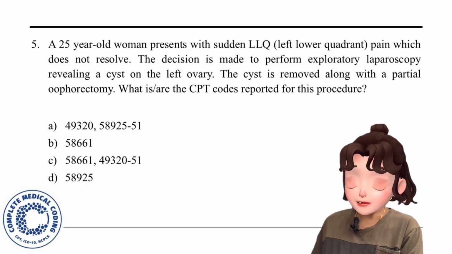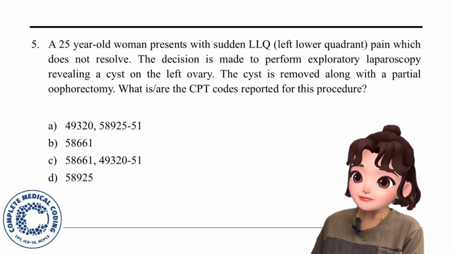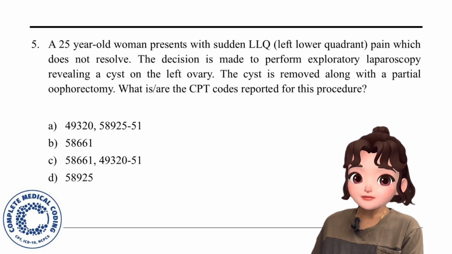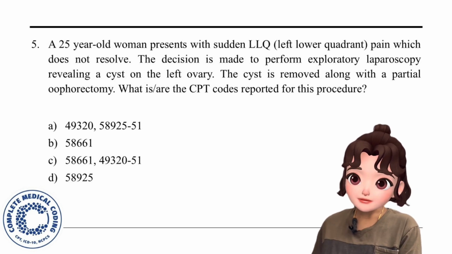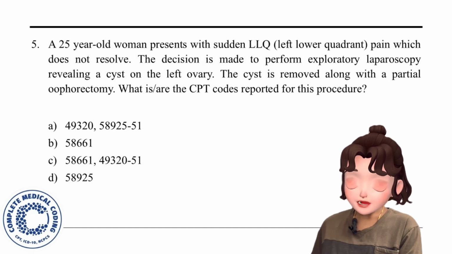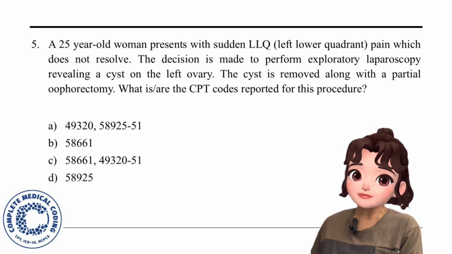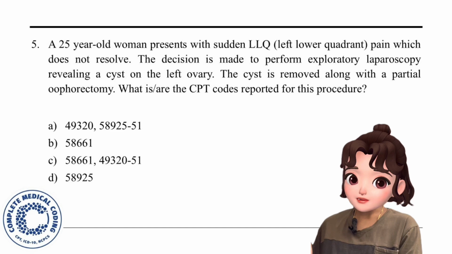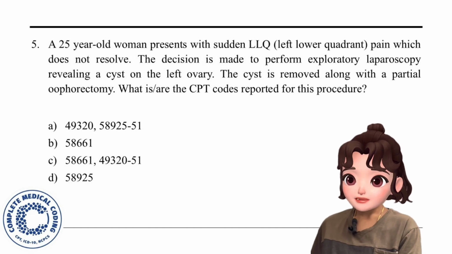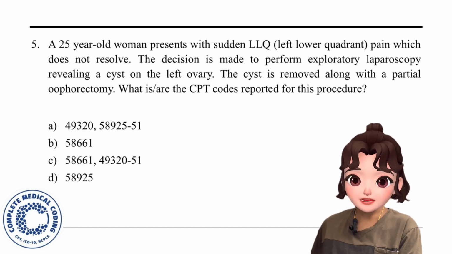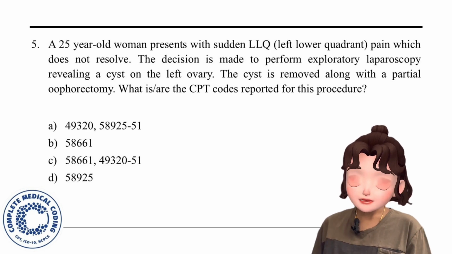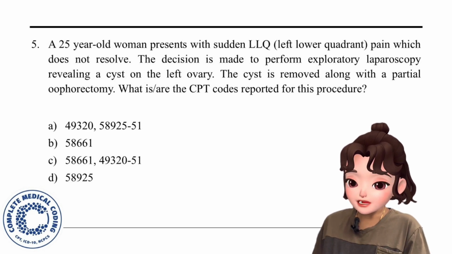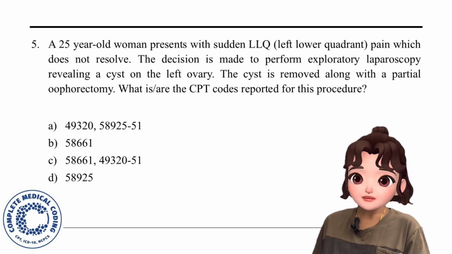So here laparoscopy surgical is carried out with the removal of partial oophorectomy. It's mentioned in the question, right? The cyst is removed along with partial oophorectomy. So laparoscopy with the removal of oophorectomy. So this code should be there in our answer. The same code is used in option C, so let's find out the other code. Same, 49320, again laparoscopy. No need to mention laparoscopy 2 times; it's already there in the first code. So that option is wrong.